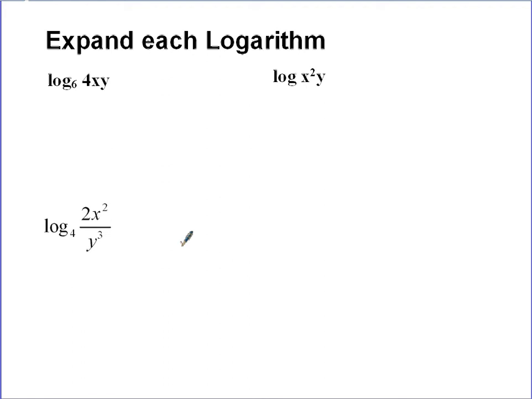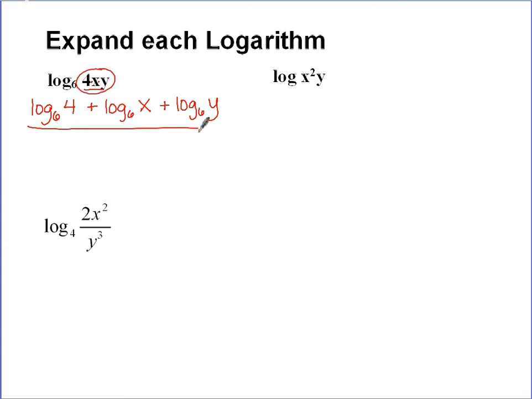Okay, now we're going to use our logarithm properties to expand these logarithms to more than one log. So if I'm looking at this first one, log base 6 of 4xy, it's multiplying 4 times x times y. My product property says I can separate that as log base 6 of 4 plus log base 6 of x plus log base 6 of y. So wherever there's multiplication of what you're taking the log of, I can separate it to adding logs of those different things that I was multiplying up here in the log. And so that's my expanded form of that logarithm.